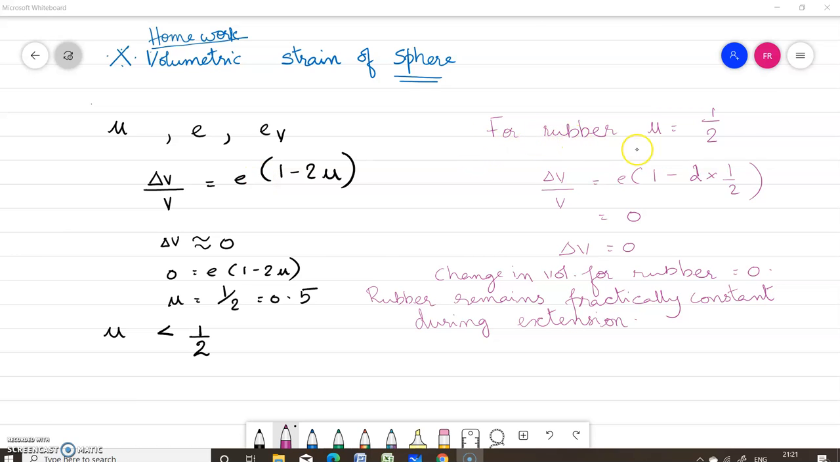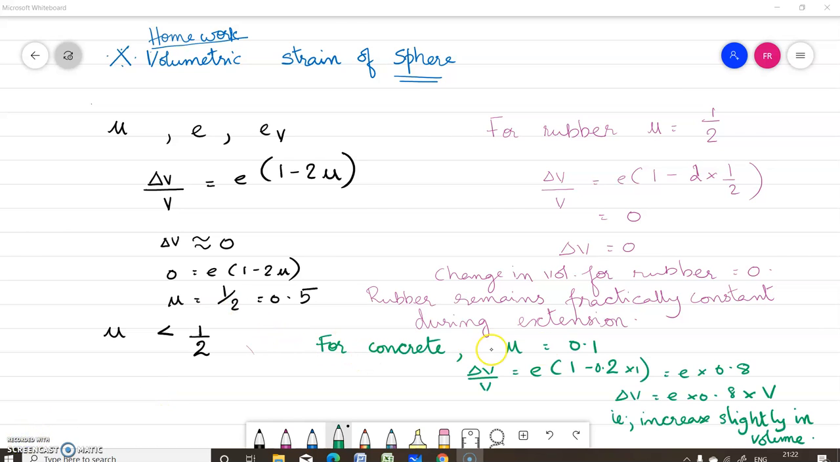Now for rubber, mu is equal to 1 by 2. When you substitute in this equation, delta V by V equal to E into 1 minus 2 into 1 by 2, the right hand side becomes 0. That is, delta V is equal to 0. That is, the change in volume in the case of rubber is equal to 0. That is, rubber volume remains practically constant during the extension.